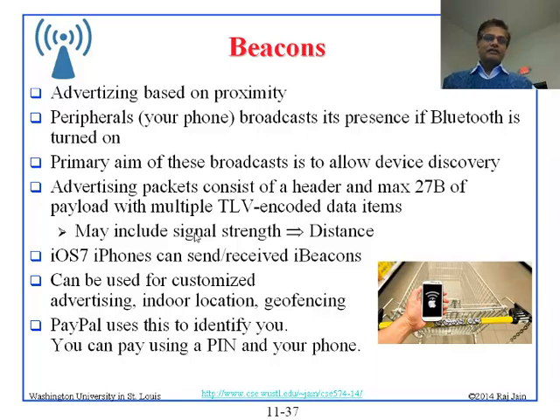And iOS 7 can send and receive beacons, can be used for customized advertising, and then you can use it for door location if you want to find out where you are, where your kids are, this is a good thing. Geofencing, where your dog is. And PayPal uses this even for payment. To make a payment, you just put your phone and plug some numbers in. Bluetooth advertising gives it to them and they're done.